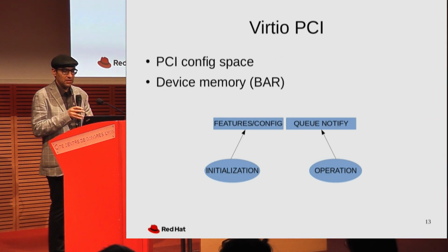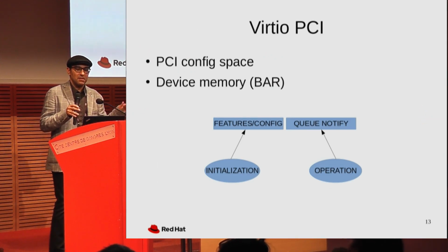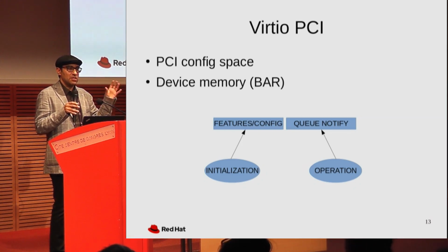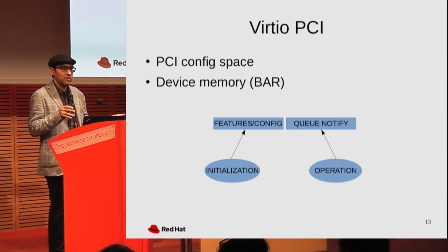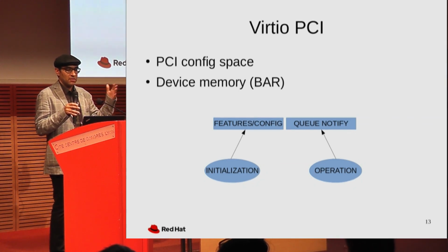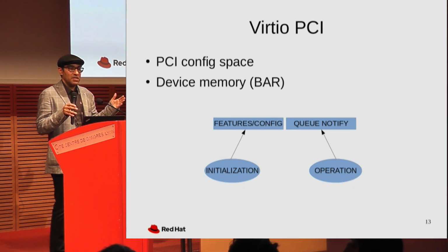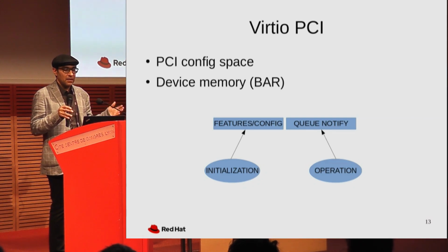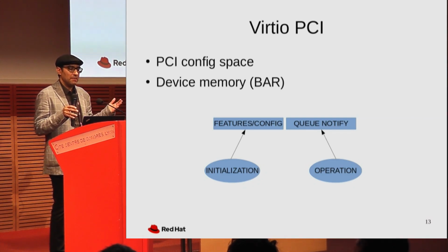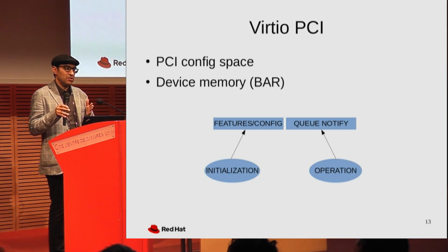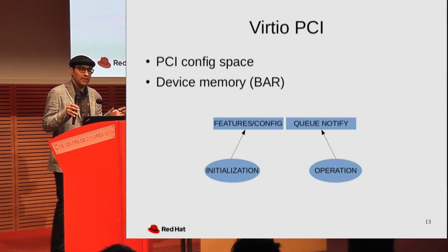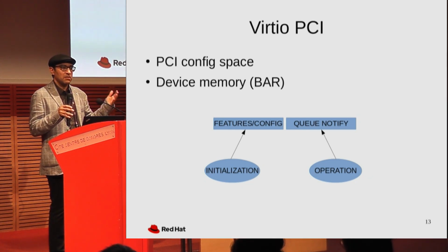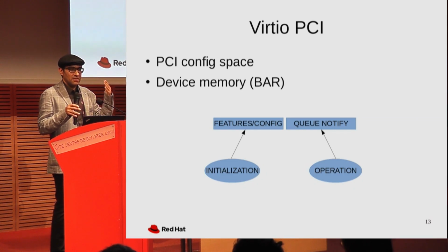Let me just talk a little bit about device memory. This is going to be important. We have actually two kinds of configuration spaces. We have the standard PCI configuration, and we have the Virtio specific configuration space in device memory. This is used to set up the device. That's one part of device memory. Another part of Virtio device memory is notifications. This is used for operation. They are kept separate. And as you will see, this is one of the things that enables all kinds of optimization tricks.